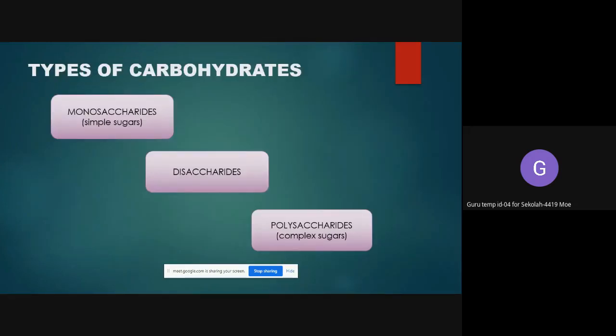Types of carbohydrates. There are three types of carbohydrate. The first one is monosaccharide. Monosaccharide is known as simple sugar. Monosaccharide ni adalah gula yang paling ringkas. Then disaccharide and polysaccharide. Polysaccharide ni adalah gula yang kompleks, complex sugar.